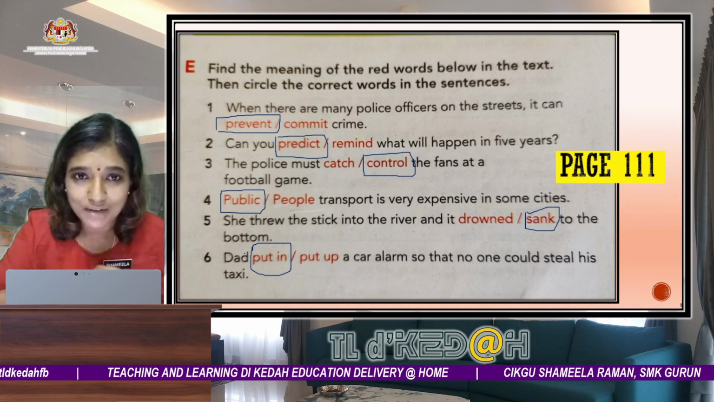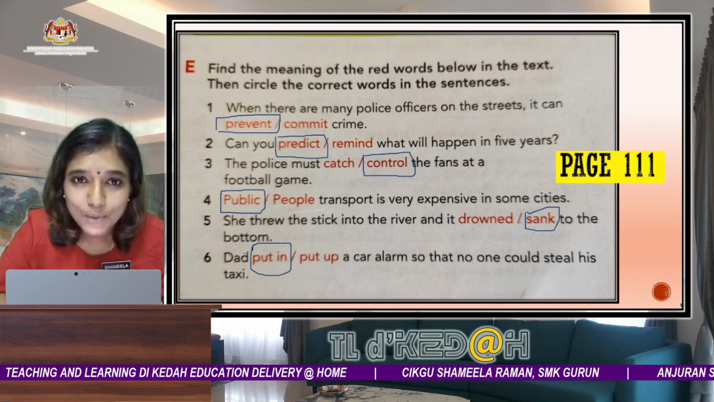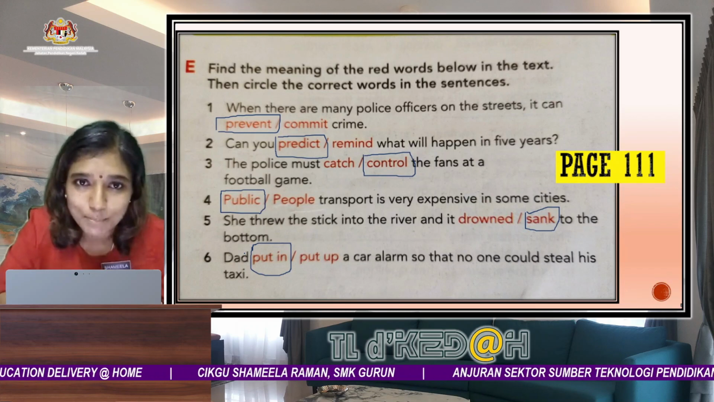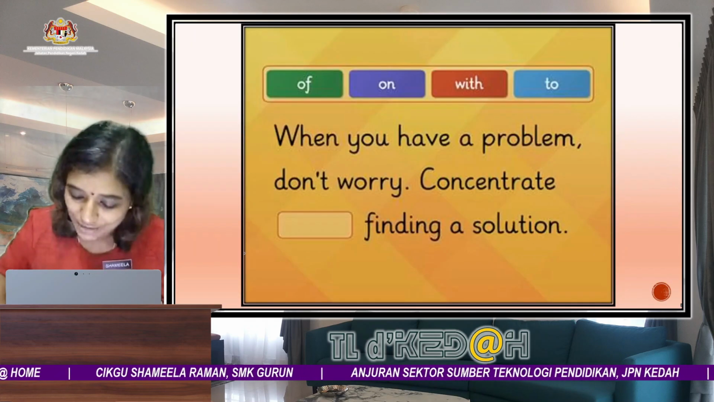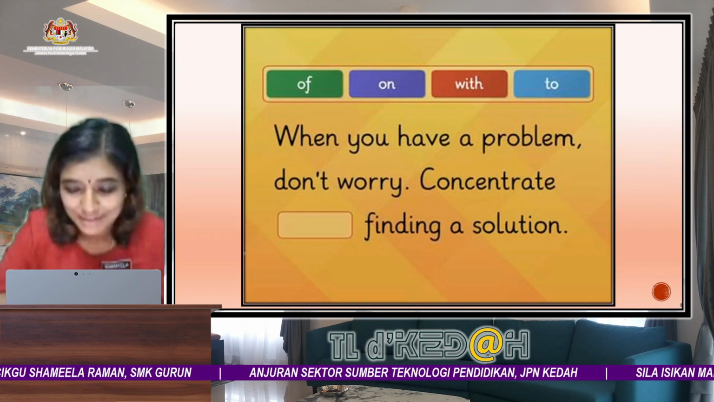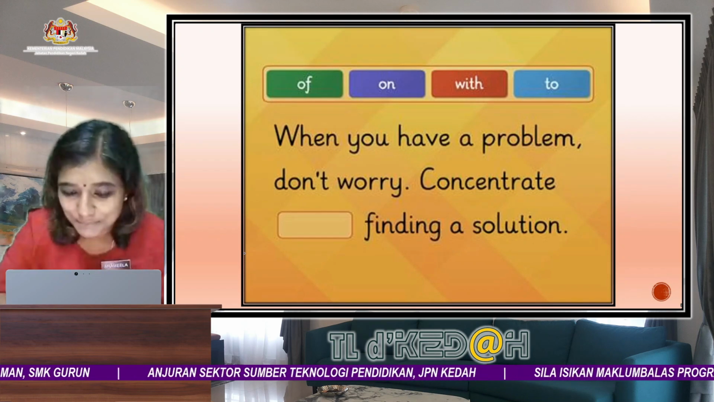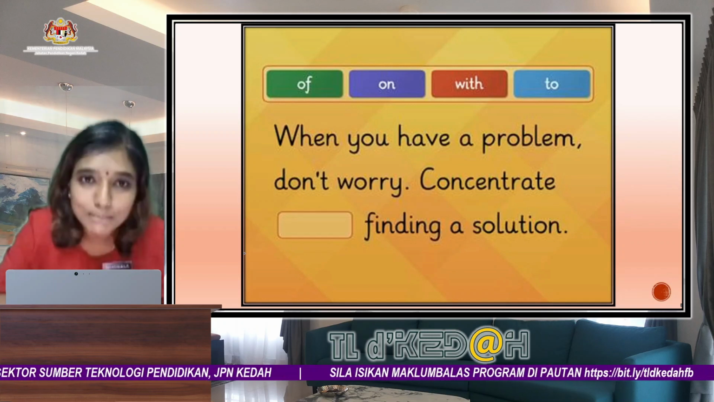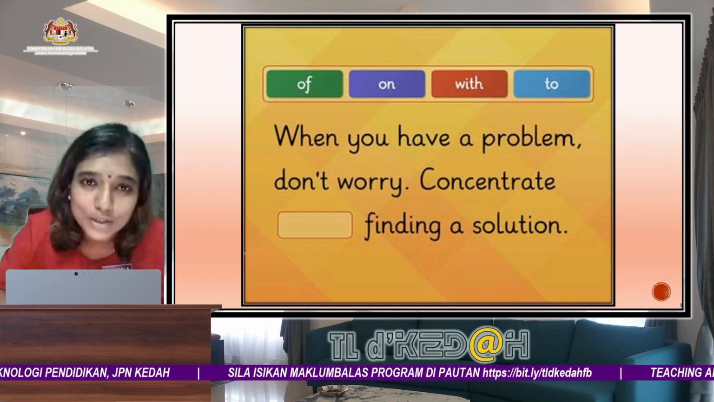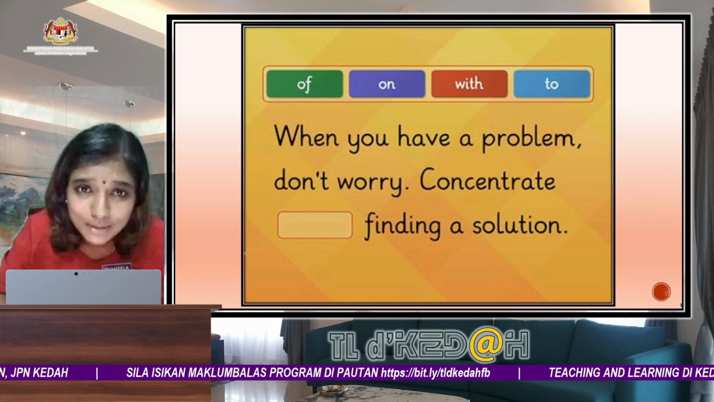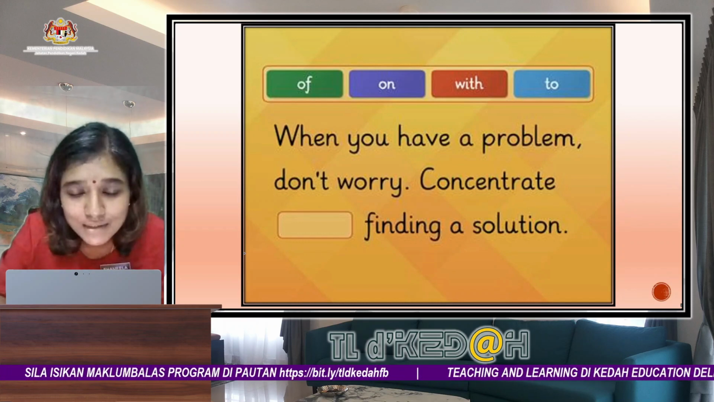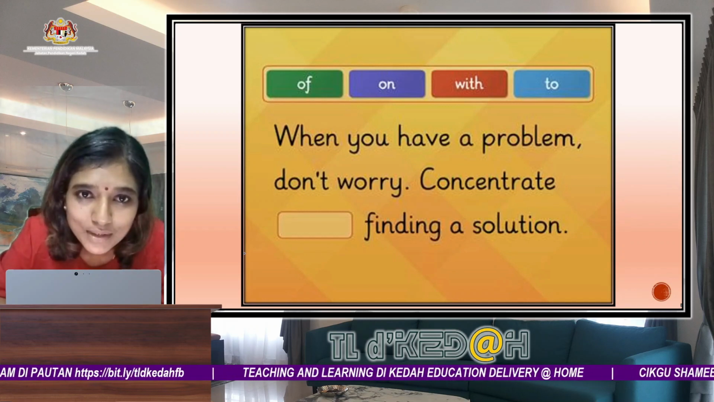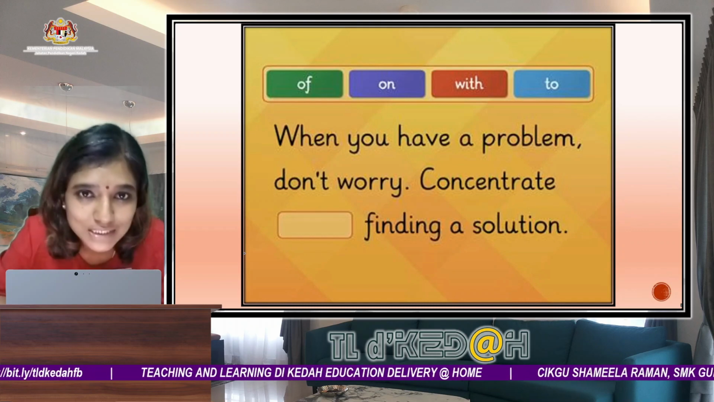We have arrived at the end of the lesson. I hope you have increased your knowledge about reading and applying the strategies, because when you have a problem, don't worry. Concentrate. What can be the answer? Focus on finding a solution. Every problem can be solved. Reading might be difficult for some of you, but when you apply these strategies, practice makes perfect. As you practice, you will see that you can do comprehension questions easily, because you are referring back and forth for the details.